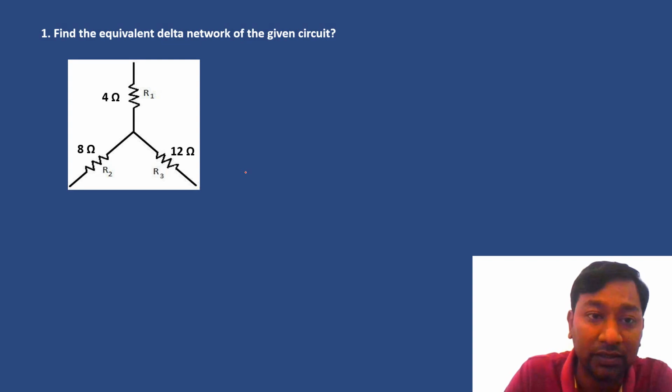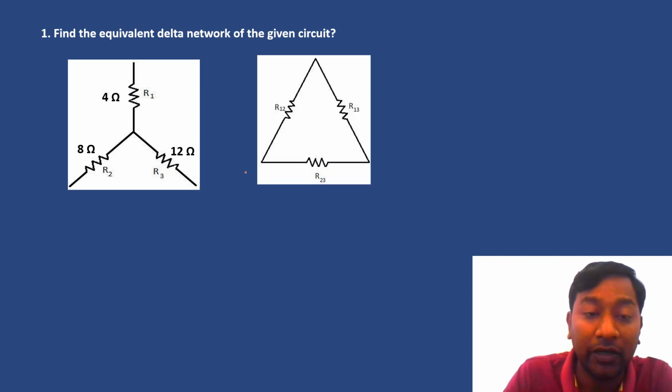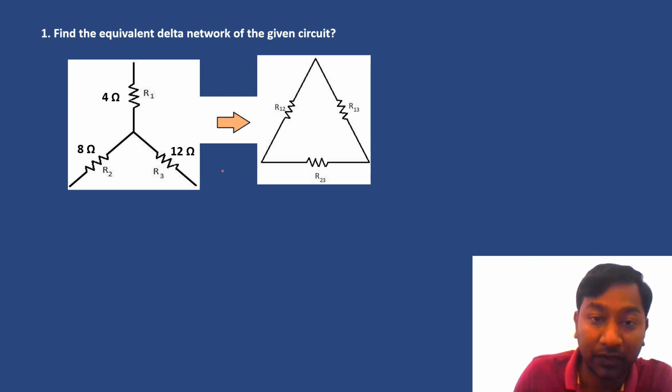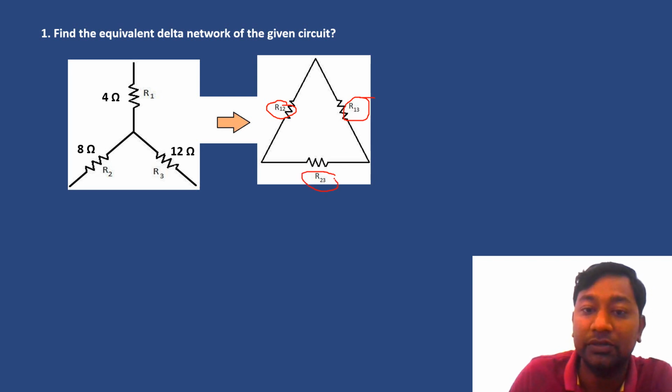Okay, similarly we will solve another problem based on this. So this is the network given. Here the R1 value is different. R1 is 4 ohm, R2 is 8 ohm and R3 is 12 ohm. Now we will convert this network to the equivalent delta network. So we will find out the value of R12, the value of R13 and the value of R23.